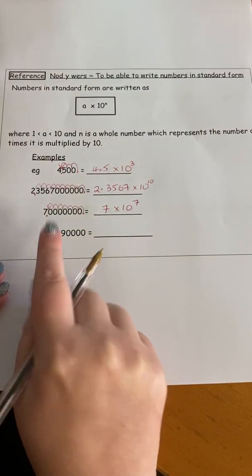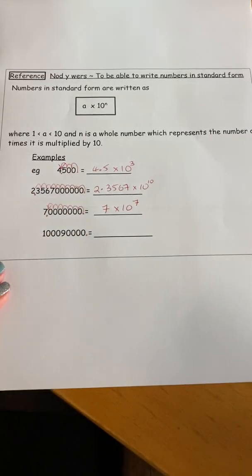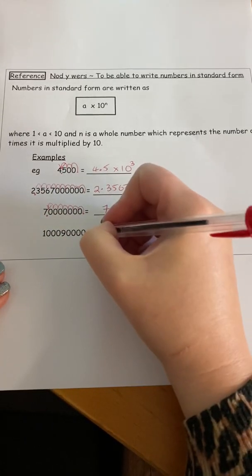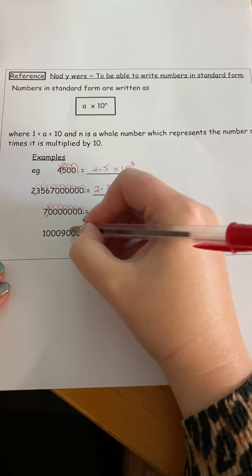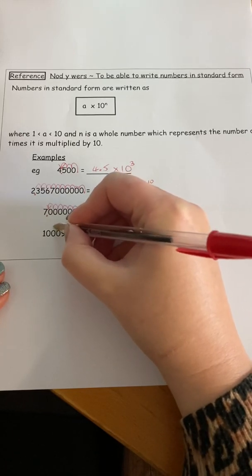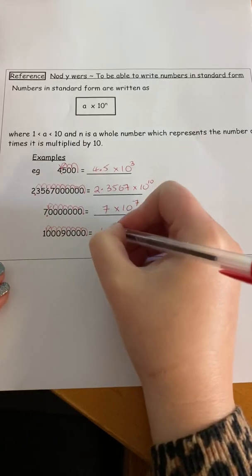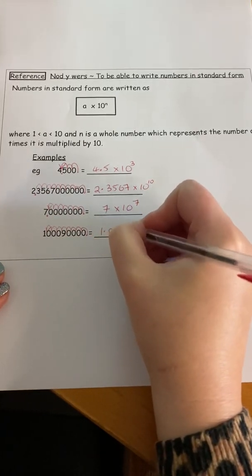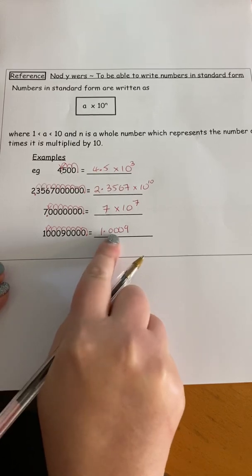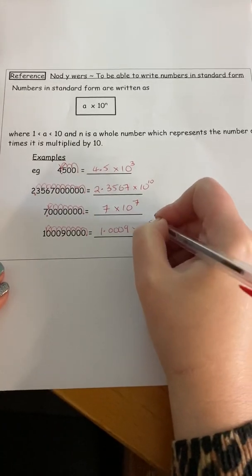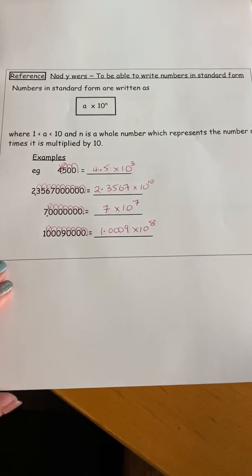Let's have a look at this last one. So again, decimal point is at the end of the number. So we're going to move it. So 1, 2, 3, 4, 5, 6, 7, 8 times. Okay, so it becomes 1.0009. So it's including that 9 in my answer here. Times 10 to the power of 8, because I moved it 8 times, okay?